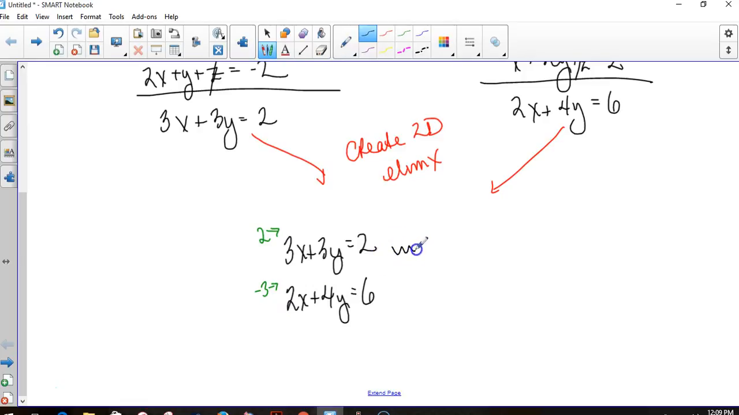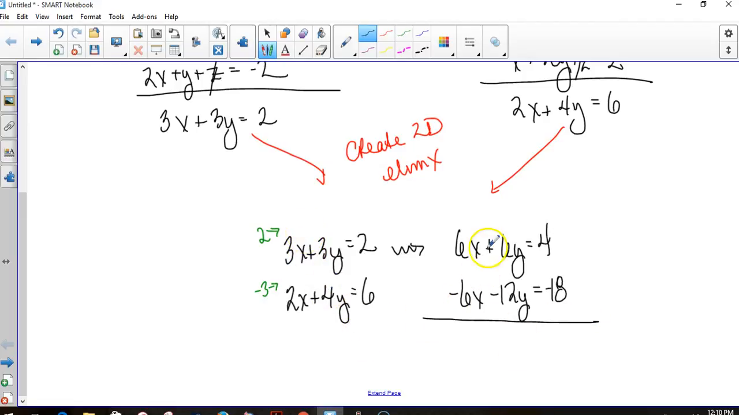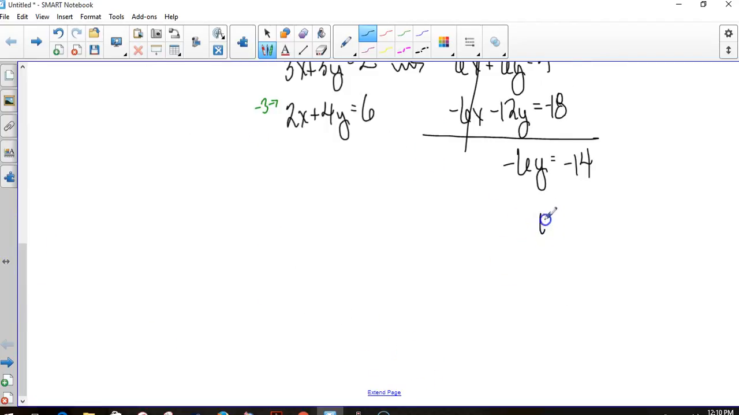And so now this will turn into 6x plus 6y equal to 4. And my second will be a negative 6x minus 12y equal to negative 18. And I could have chosen to eliminate y and multiplied one by a 4 and one by a negative 3. I just picked x. Add down, I get negative 6y equal to a negative 14. That's unfortunate. And now I can solve for y. Y, unfortunately, is 14 over 6. All right, so I have one part of my answer.